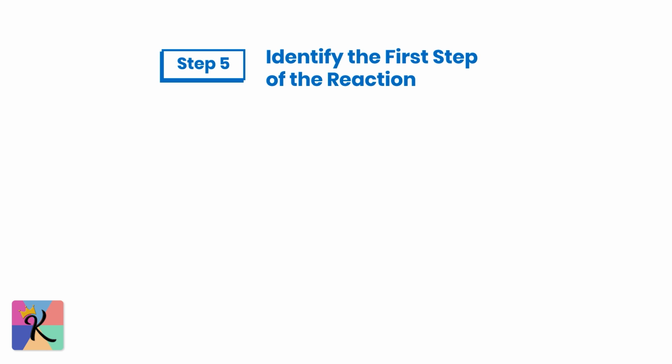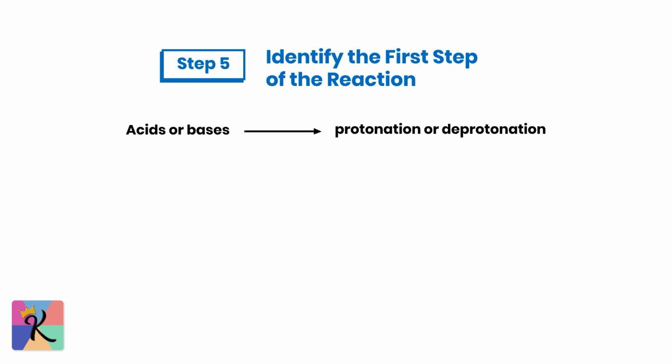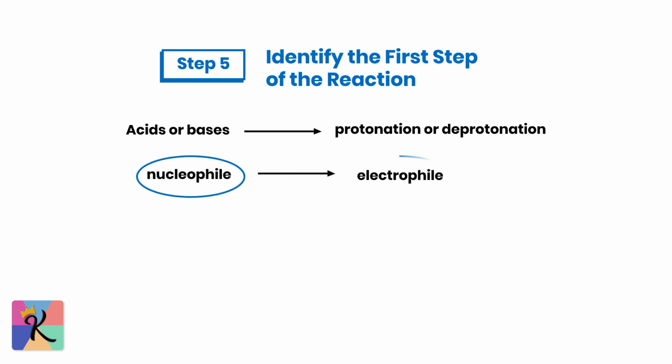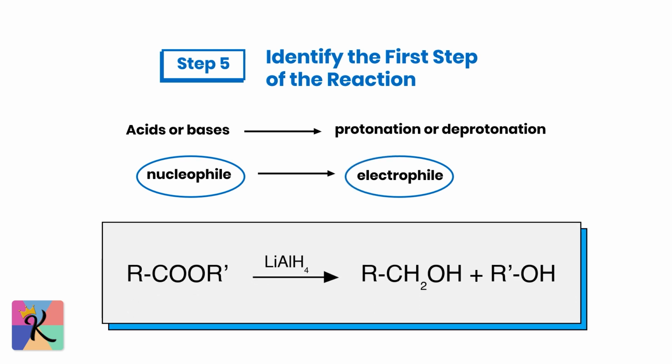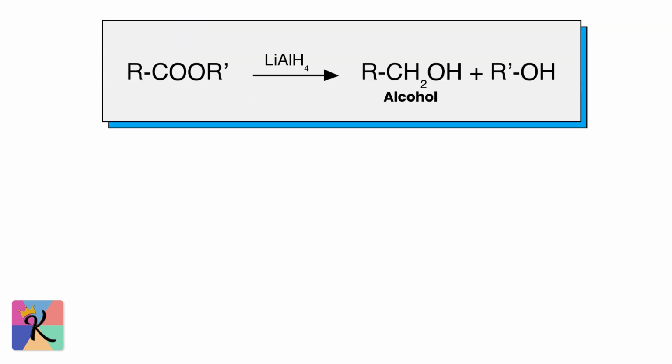In this step, figure out what happens first. If there's an acid or base involved, the first step might be protonation or deprotonation. If a nucleophile is present, it might attack an electrophile right away. For example, in a reaction involving LiAlH4, the carbonyl group of an ester will be reduced to an alcohol. By identifying the first step, you can predict how the rest of the reaction will unfold.